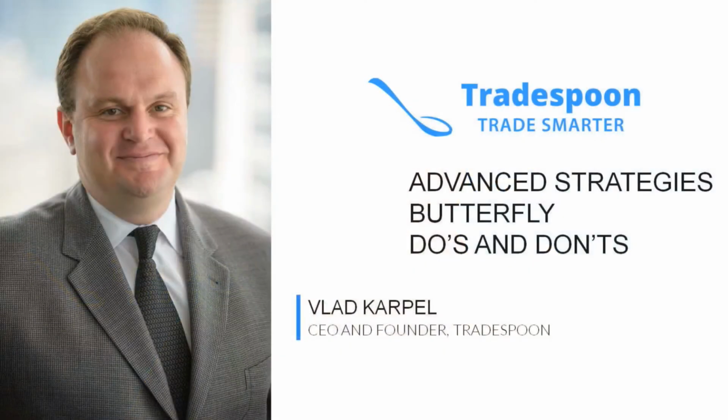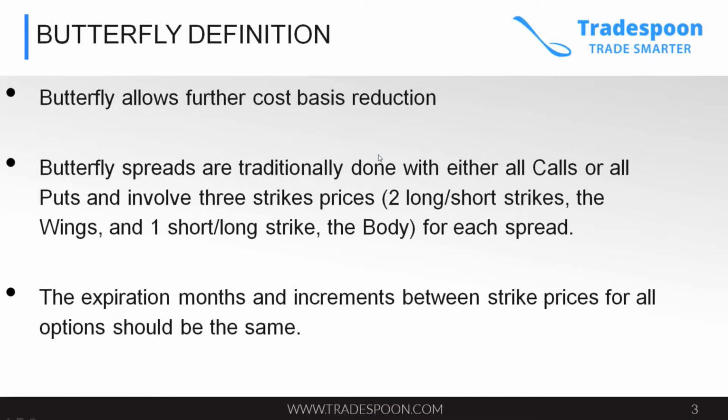And today I'd like to discuss advanced option strategies. Let's take a look at butterfly. We talked about condors in our previous session. Now let's take a look at the butterfly and why it makes sense to trade them. What is the definition of butterfly? Butterfly allows you further cost basis reduction. This is the number one reason you want to execute butterfly.